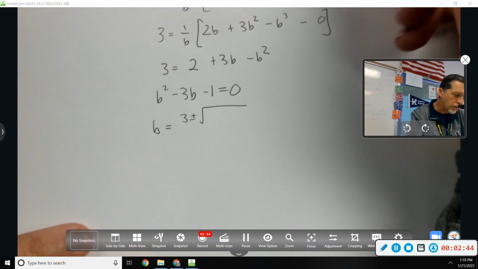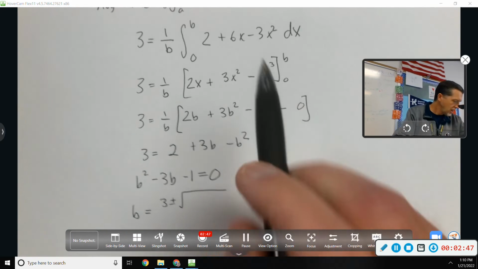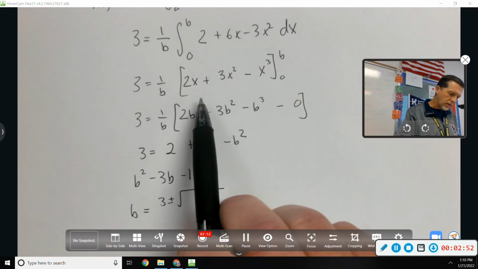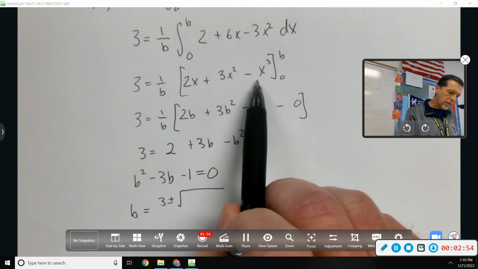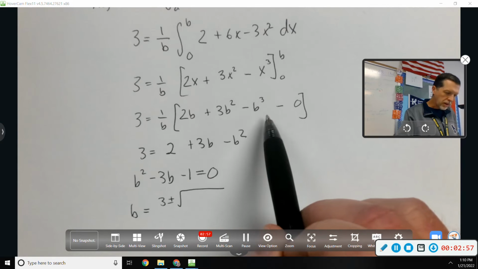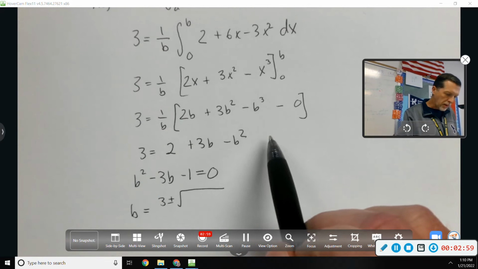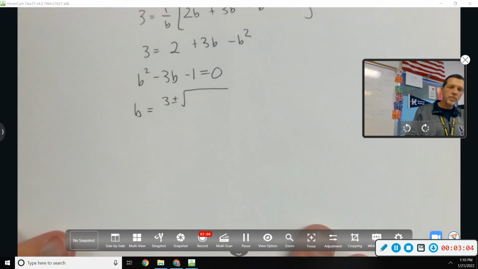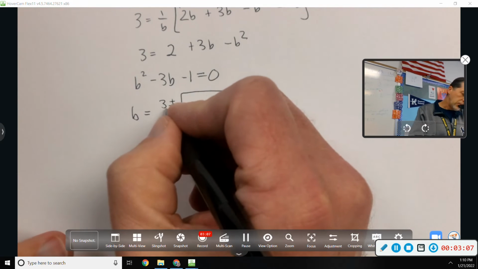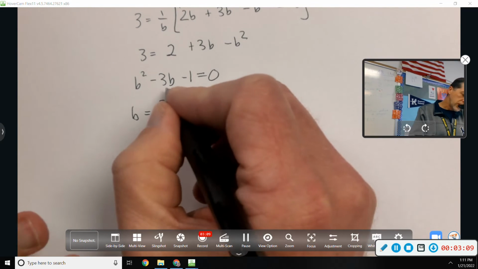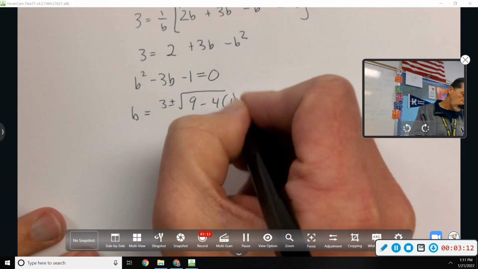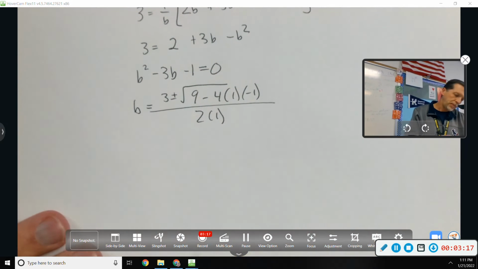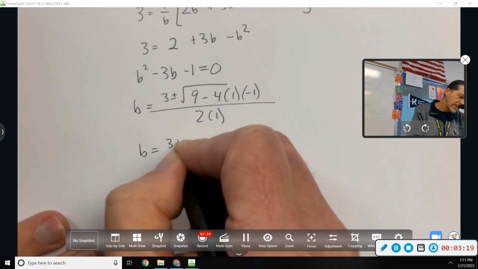I'm also curious that I did this right, so I'm going to go back and check real quick. 2 plus 6x minus 3x squared, so 2x plus 3x squared minus x cubed. Plug in b. Divide by b. I think I've done everything right. So back to the quadratic formula: x equals negative b plus or minus the square root of b squared minus 4ac all over 2a. I don't know that I've got to sing that song this year in this class.